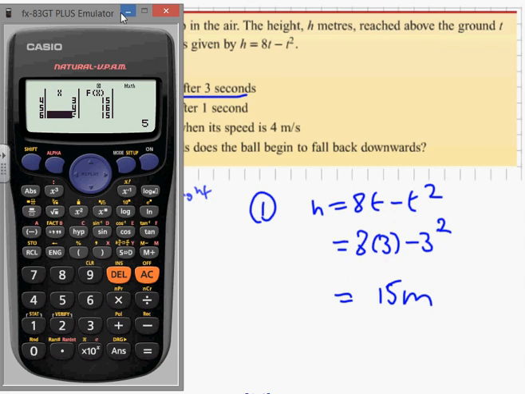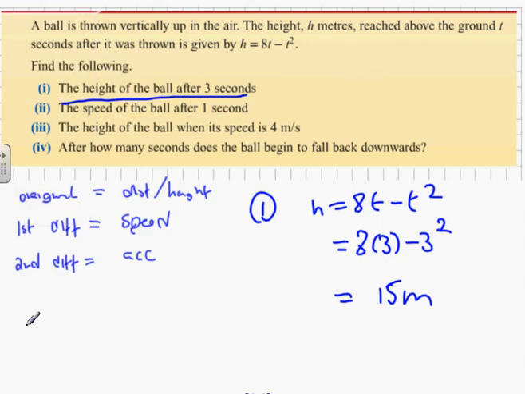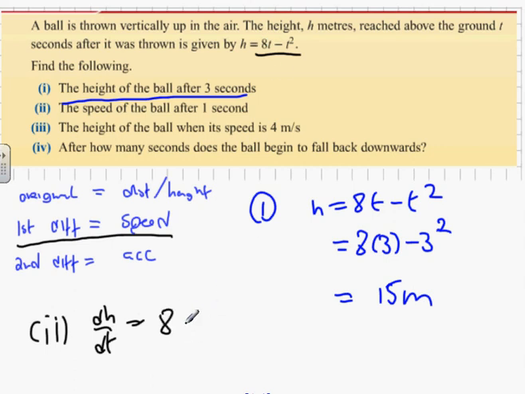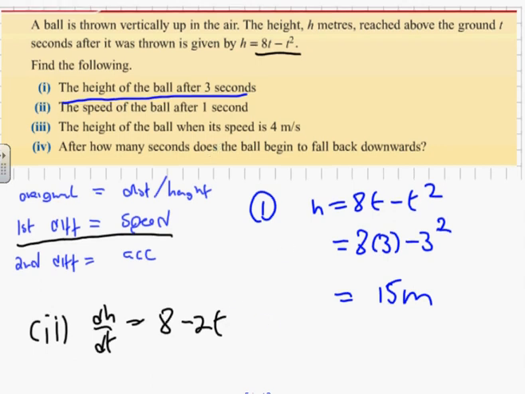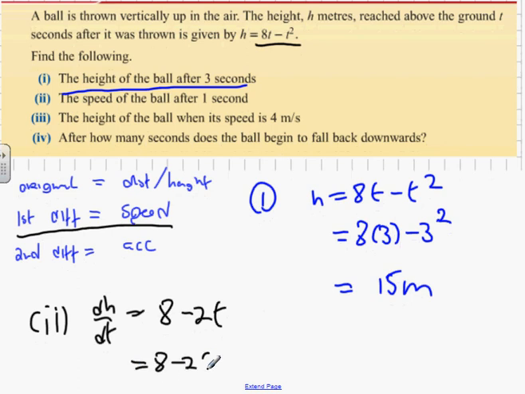Everybody got that? Now look what we can do next. And we already know that 3 seconds in gives me 15 meters. We already calculated that. Part 2. The speed of the ball after 1 second. What's the speed equation again? How do we get the speed equation? Differentiate this and what do you get? Differentiate 8t minus t squared: 8 minus 2t. And after 1 second, what does that mean you replace t with? 8 minus 2 times 1? 6 meters per second.